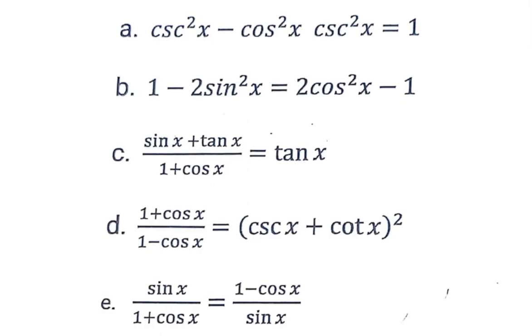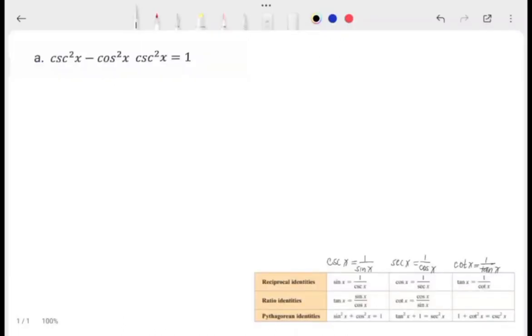So now, I will discuss the steps in proving the following identities. Problem A. Cosecant squared x minus cosine squared x times cosecant squared x equals 1. Here, we use reciprocal identities to prove the expression.